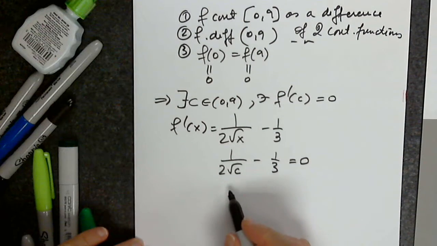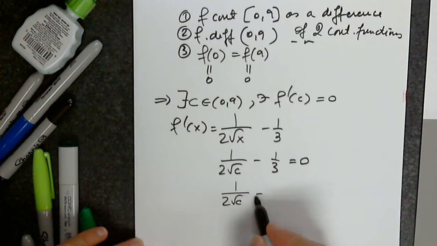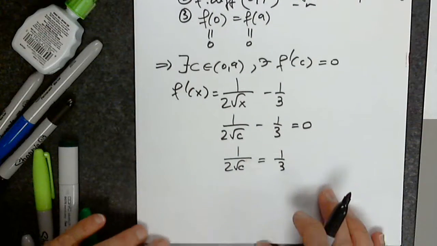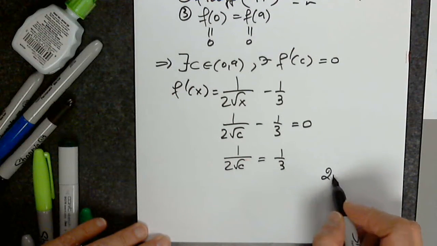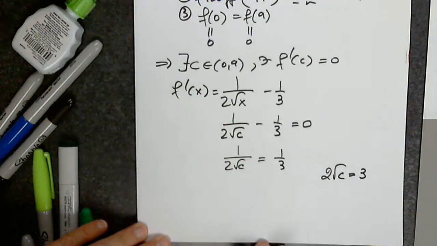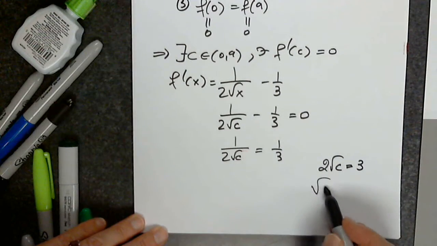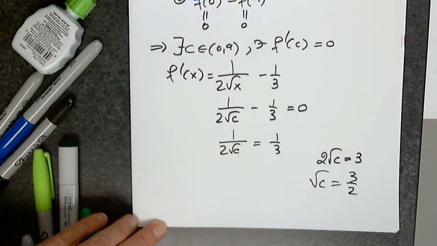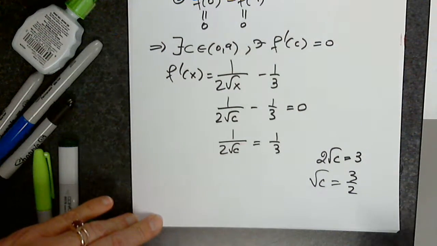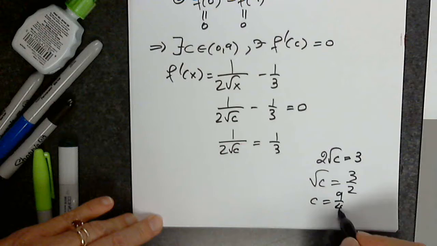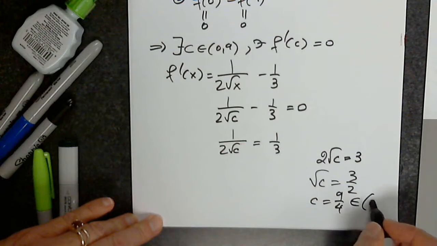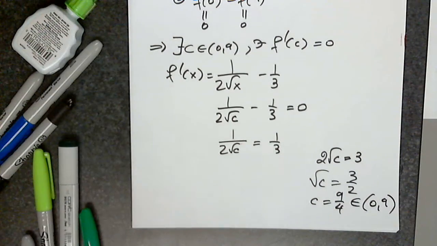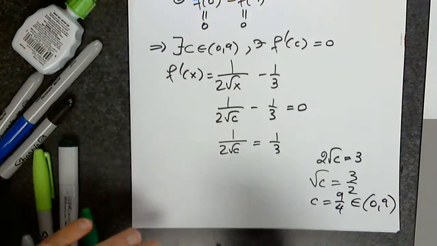So I move 1/3 to the other side. 1 over 2 the square root of c equals 1/3. I cross multiply, and I get 2 the square root of c equals 3, or the square root of c equals 3/2. And this now is a radical equation, and I have to square both sides. So c equals 9/4. And c equals 9/4 is guaranteed to be a number between 0 and 9. And this is all guaranteed by Rolle's theorem.